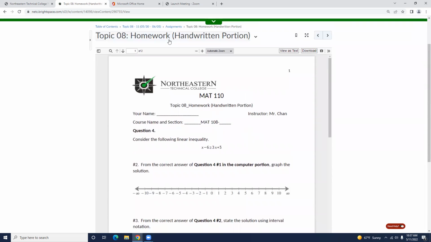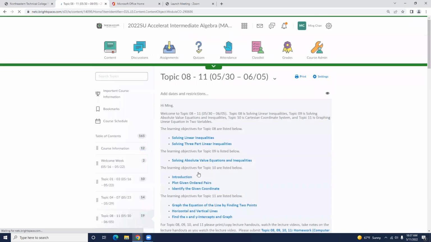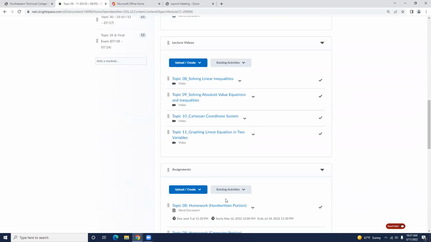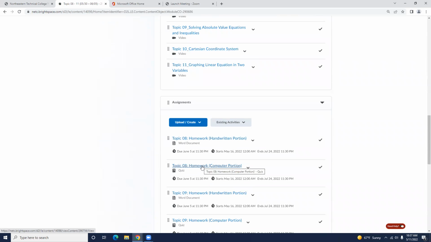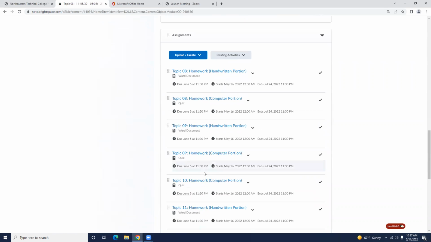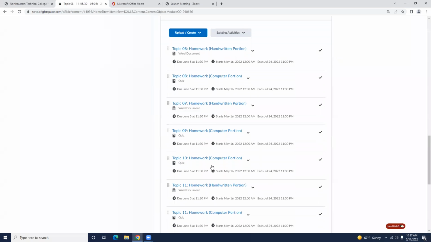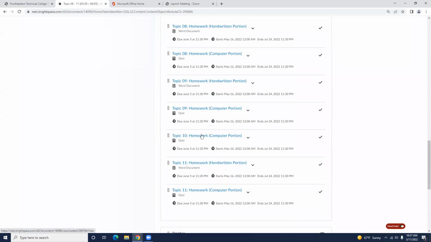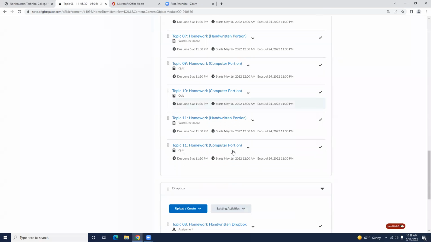So for homework that has both handwritten and computer portions, I would need you to print or copy down the handwritten portion first, then open the computer portion and do both portions at the same time, going back and forth. I'm going to scroll down here. You see topic 10 only has a computer portion, it does not have a handwritten portion, so you will enter all the answers on the computer portion.